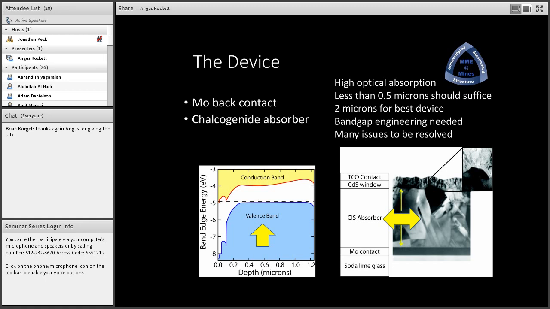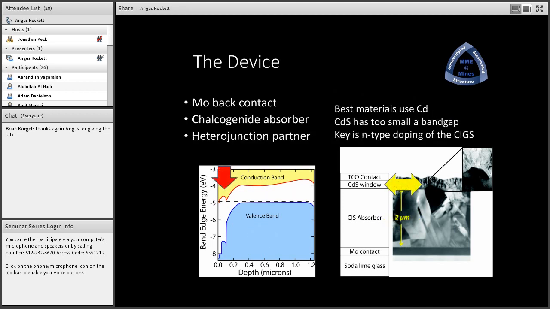Some of the devices have sulfur added at the front to push the valence band down and increase the energy gap at the front to try and keep the holes out of the front contact of the device. Normally, in a good device, you shouldn't have any recombination at the front. There are lots of issues to be resolved about the absorber material.